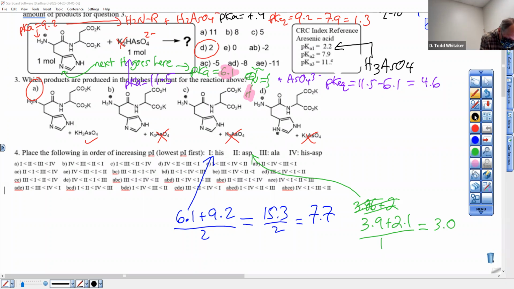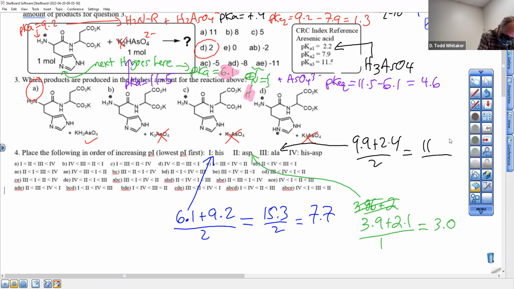ALA, one of your easier amino acids. There's only 2 numbers. You use the 2 numbers. What are the 2 numbers for ALA? 12.3, correct? Is that right? 12.3.